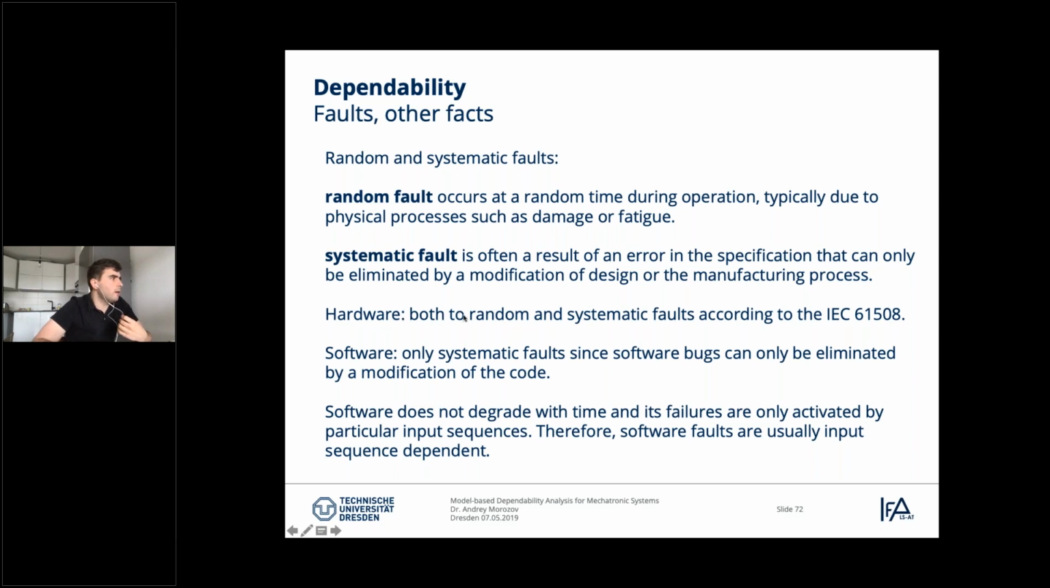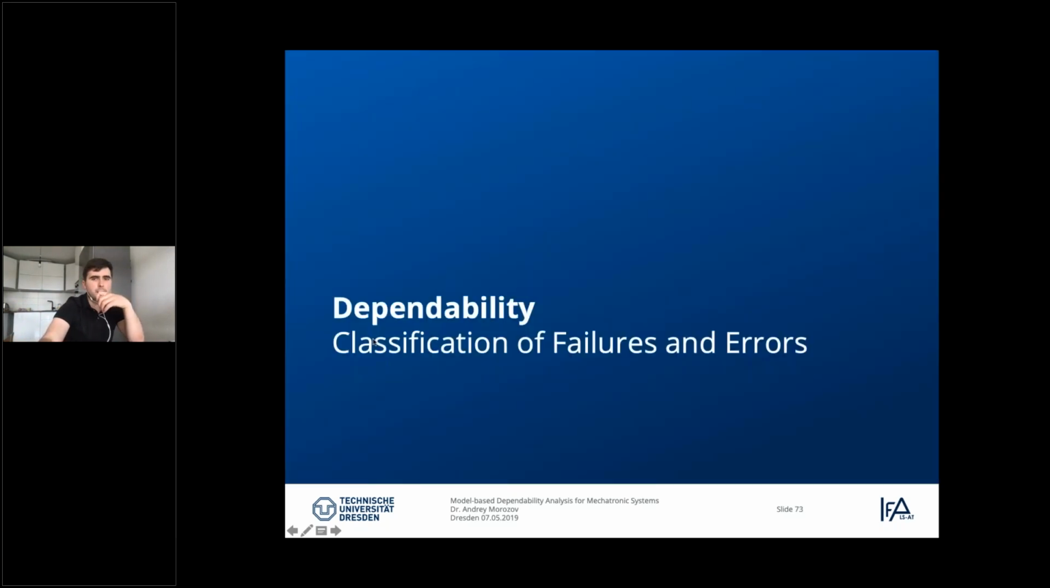In the hardware, we could have random and systematic faults according to this standard and many other standards. And in the software, we usually have only systematic faults, since a software bug can only be eliminated by a modification of the code. Software doesn't degrade over time, and its failures are only activated because of particular input sequences. Therefore, software faults are usually input sequence dependent, and hardware faults depend on the environment and other things. Okay, that was about the faults.